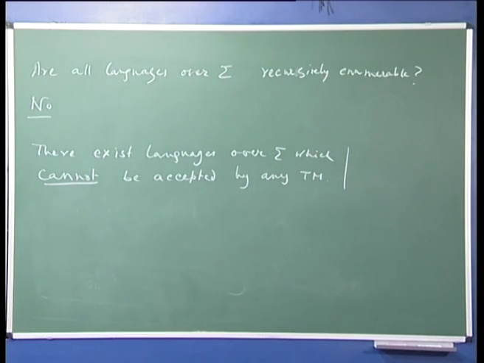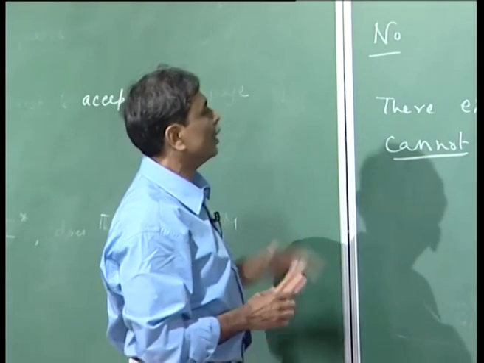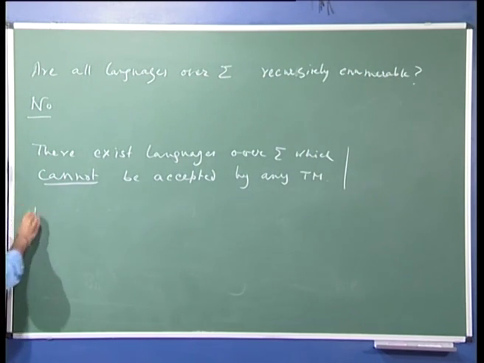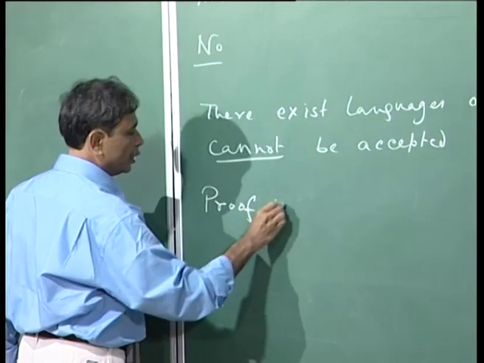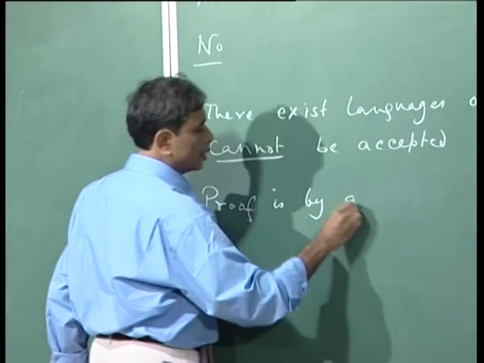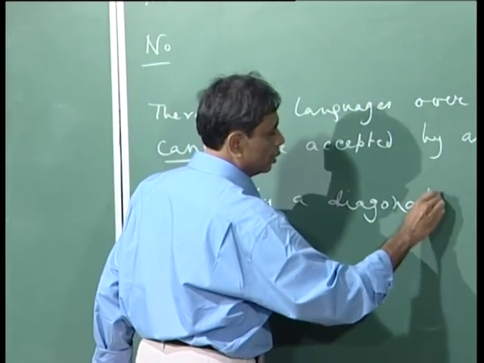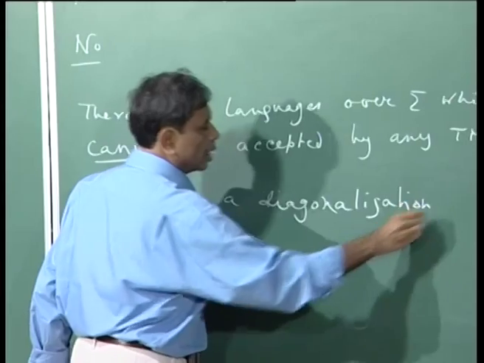So, the proof of this statement, that there exist languages over sigma which cannot be accepted by any Turing machine, is by a kind of argument which is called diagonalization. So, the proof is by a diagonalization argument.